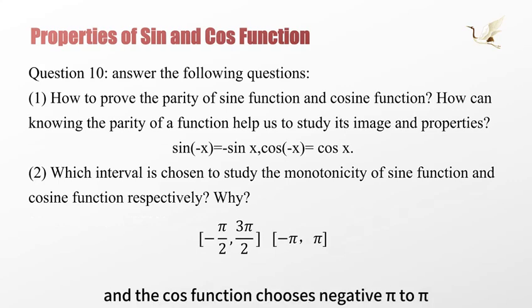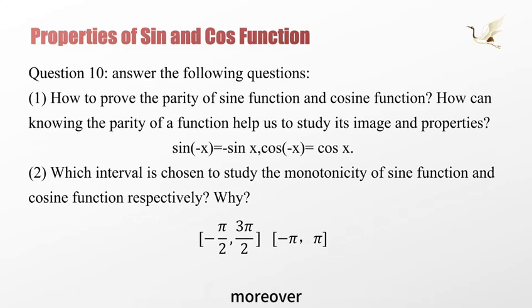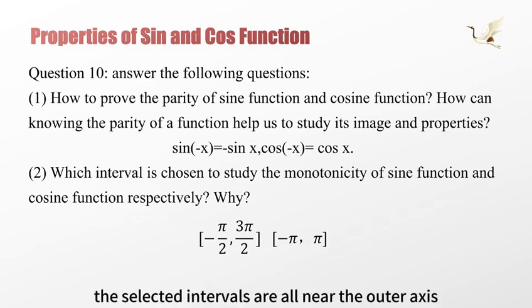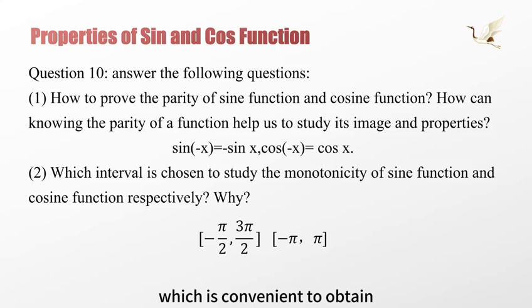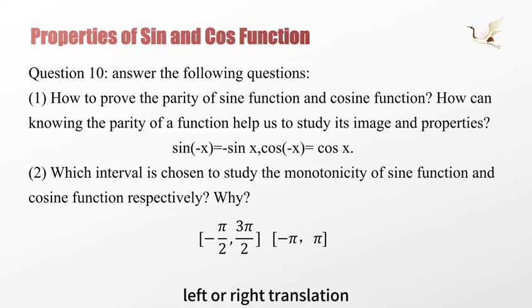In the selection of interval, the sine function chooses -half pi to 3 half pi, and the cosine function chooses -pi to pi, which are their minimum positive periods. Moreover, the selected intervals are all near the y-axis, which is convenient to obtain the properties of the whole domain by means of periodic left or right translation.